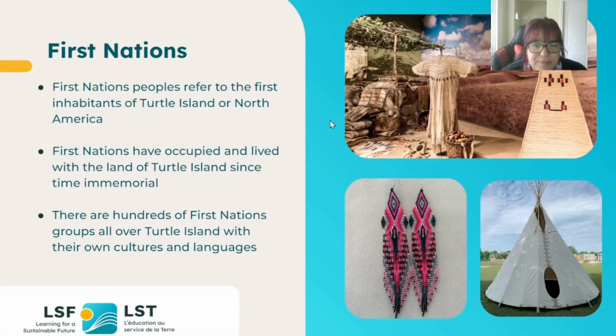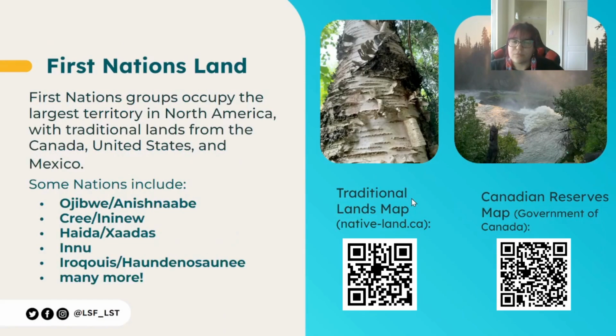If we talk about First Nations people, we're referring to the first inhabitants of North America or Turtle Island. So First Nations people have occupied and lived on Turtle Island since time out of memory. They've always been here. And there are hundreds of First Nations groups all over Turtle Island, and they all have their own distinct cultures and languages. If we talk about First Nations land, this is mainly all of Turtle Island or North America. And this could be places in the United States, Canada, and Mexico.